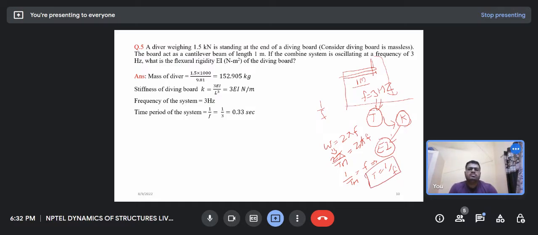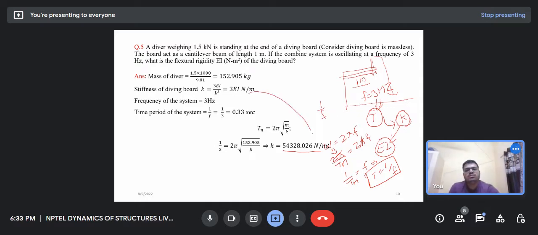Anyone find out the stiffness K value through the time period? Anyone? 54326. Okay, let us check the stiffness. Tn is equal to 2 pi square root of m by k. So that is 54328.026. That is correct.